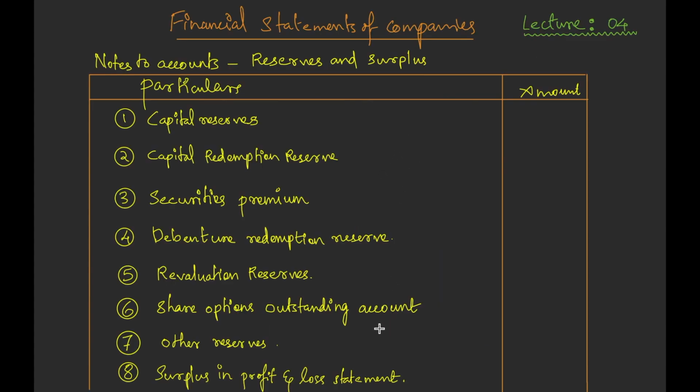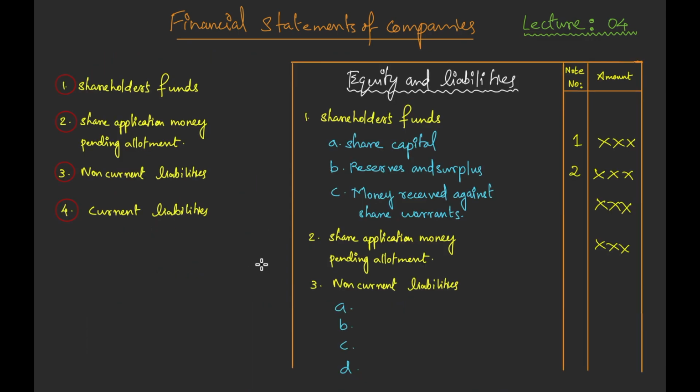So these are the items which we have learned in this lecture, which should be shown in the notes to accounts under reserves and surplus: capital reserves, capital redemption reserve, securities premium, debenture redemption reserve, revaluation reserves, share options outstanding account, other reserves, surplus in the statement of profit and loss. We have finished our discussion on reserves and surplus, that is what all details should be disclosed in the notes to accounts under reserves and surplus.